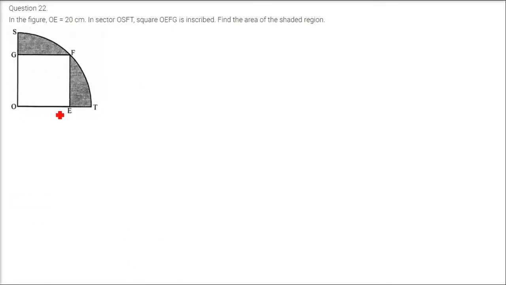In this figure OE, this one is 20 centimeter. In sector OSFT, square OEFG is inscribed. So there is a square being inscribed here. And then we have to find the area of the shaded region. This portion we have to find out. So we'll find the area of the quadrant, and then we'll subtract the area of this square. It is given that it is a square.